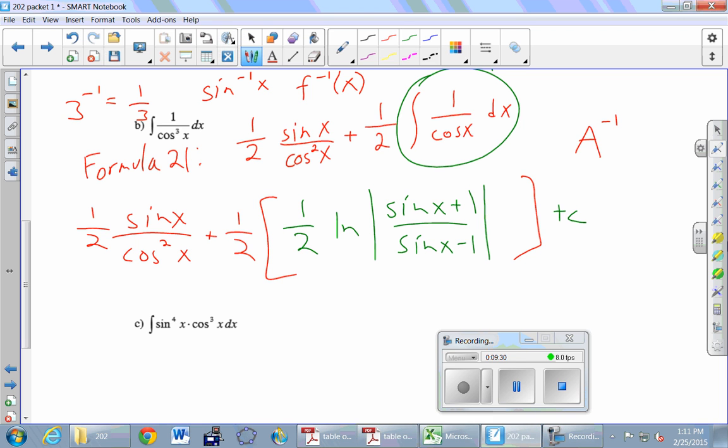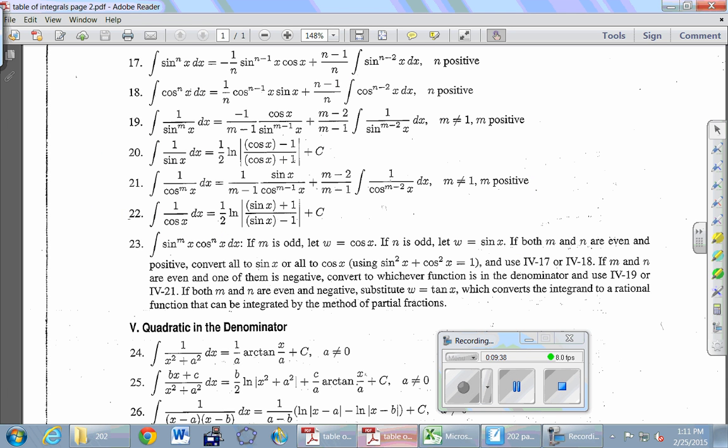Okay, so I've got m is 4 and n is 3. And then it makes us read some stuff. So let's read some stuff. It says if m is odd, okay, is that true in our case? M was 4 in our case. No, so I'm not even going to read the rest of that sentence because m is not odd. If n is odd, is that true? Yes, because n is 3. Okay, great. If n is odd, we're going to let w equal sine of x.